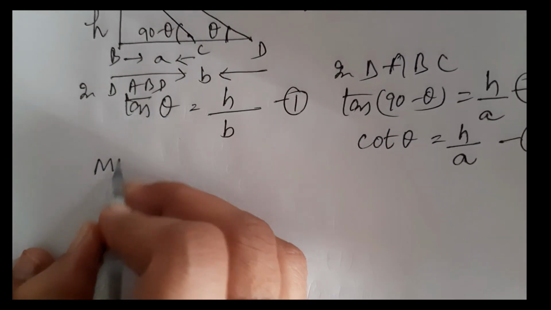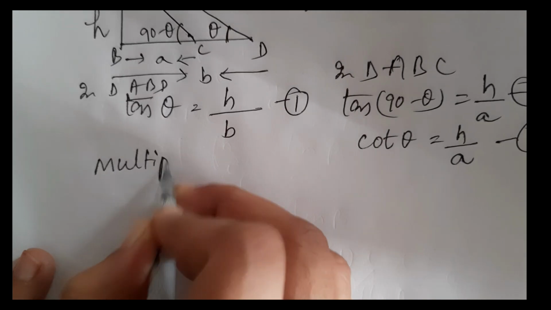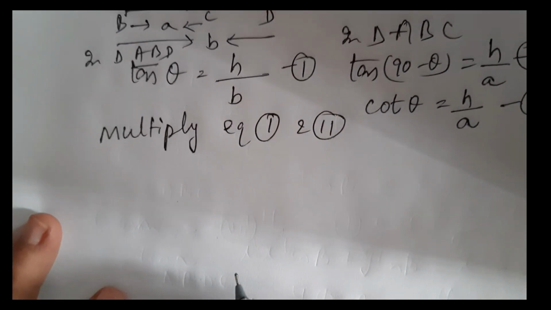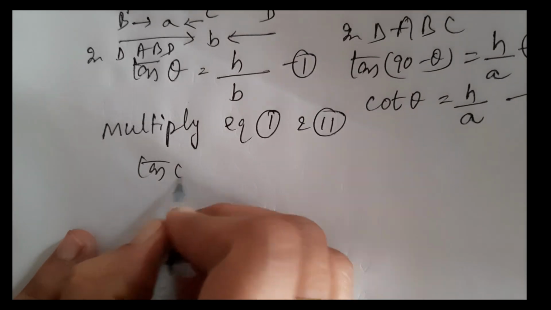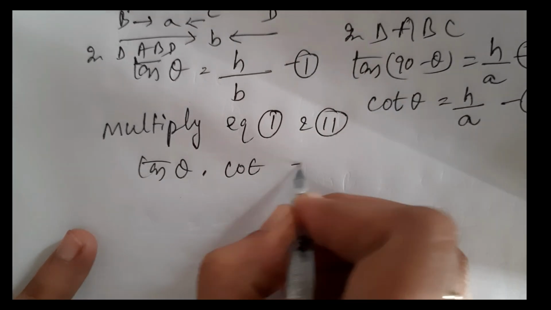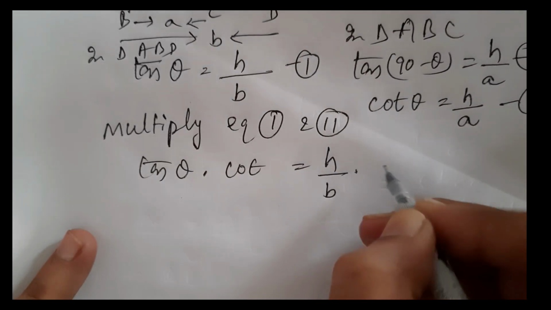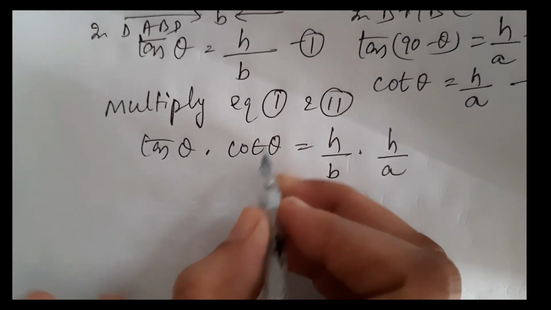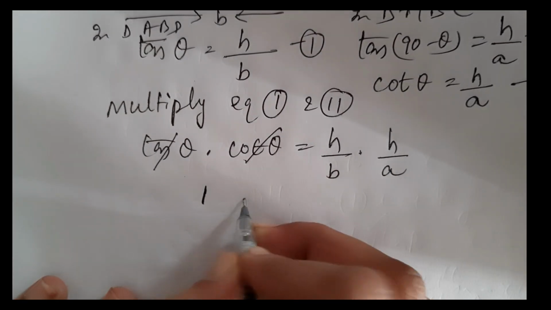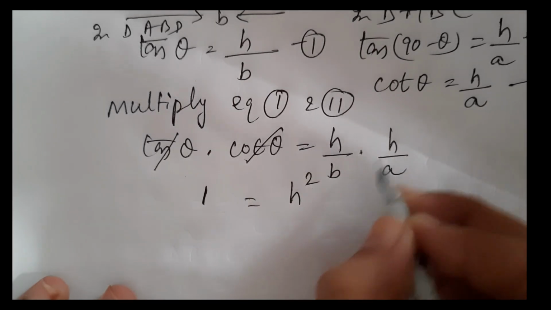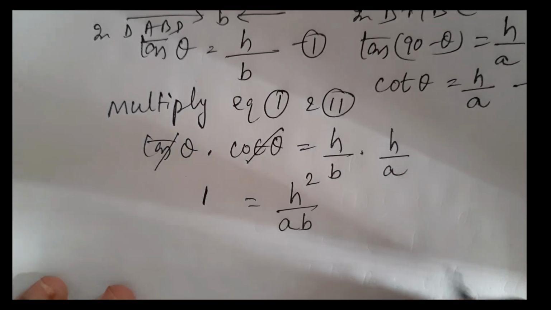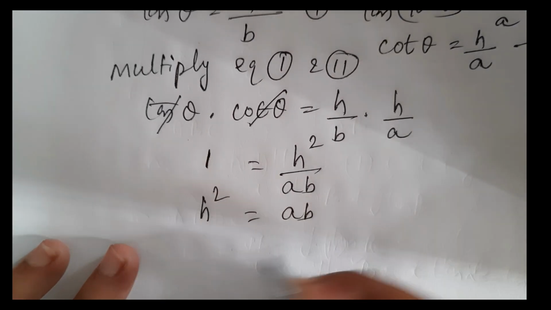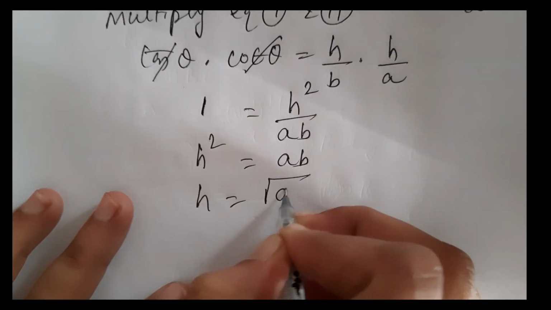Now to get the solution, we need to multiply both the equations, equation 1 and 2. So that's our final solution. If you multiply, tan theta and cot theta equal h upon B multiplied by h upon A. Tan and cot are reciprocals of each other, so they cancel and give 1. And here h multiplied by h is h square upon AB. Cross multiplying, h square is AB, so h is root over AB.